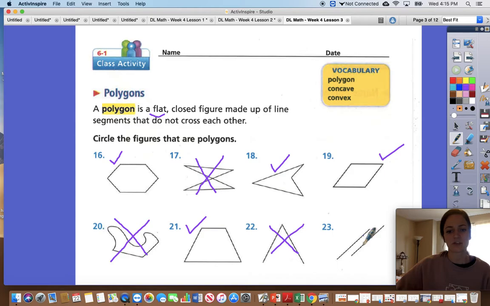Let's look at number 23. Is it flat? Yes. Is it closed? No. It is made of line segments and they don't cross each other, but it's not closed, so it can't be a polygon. Okay? So we just put those through the test. Now let's fill in our vocabulary words for polygon.